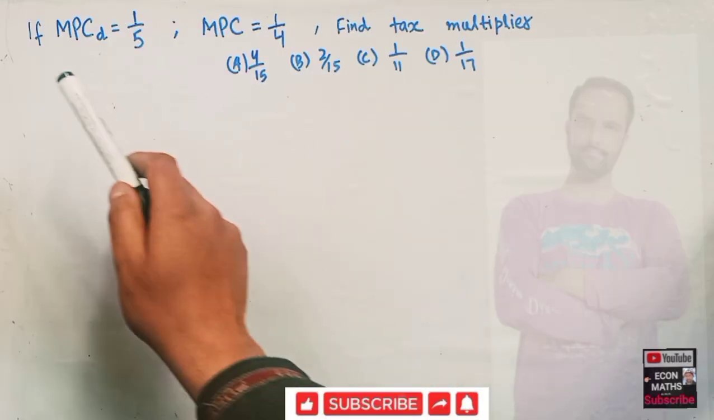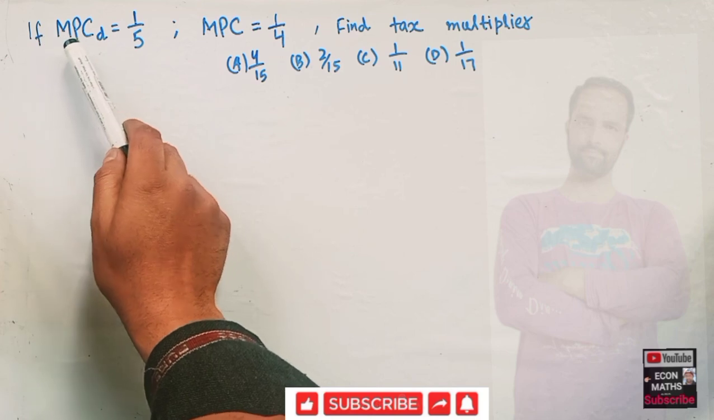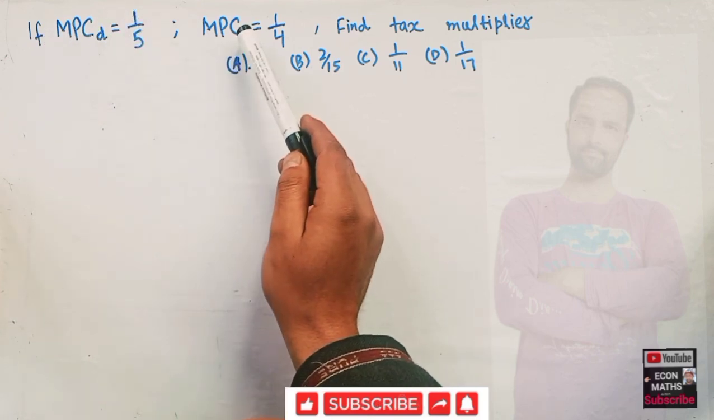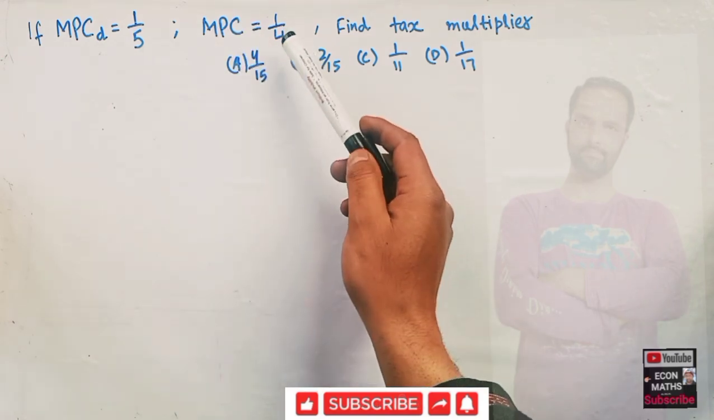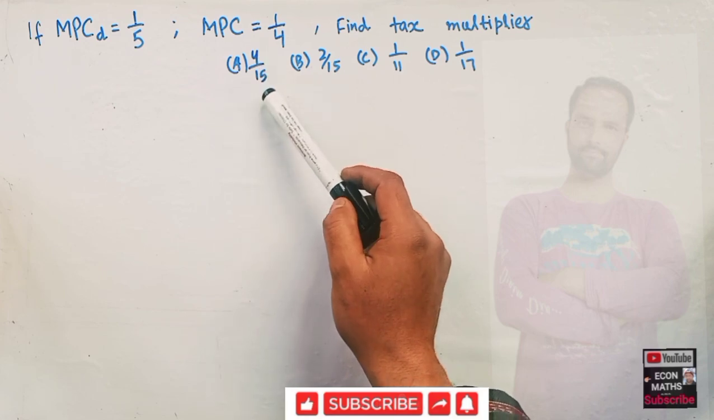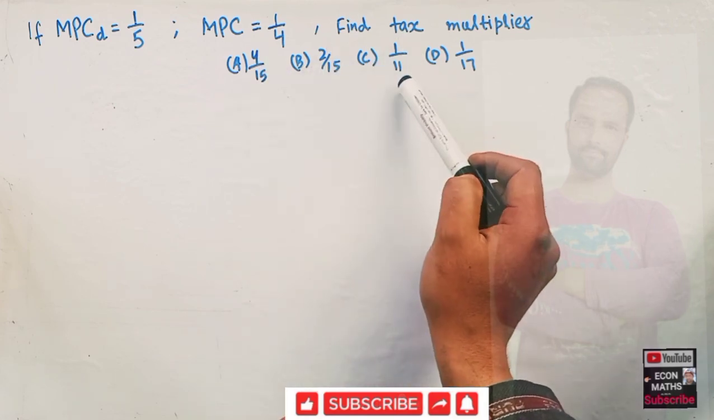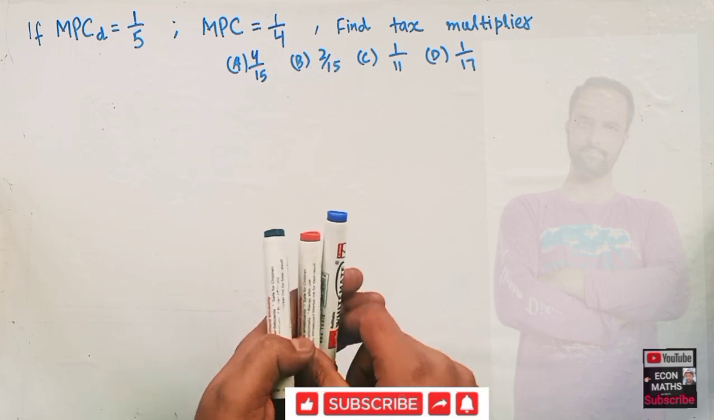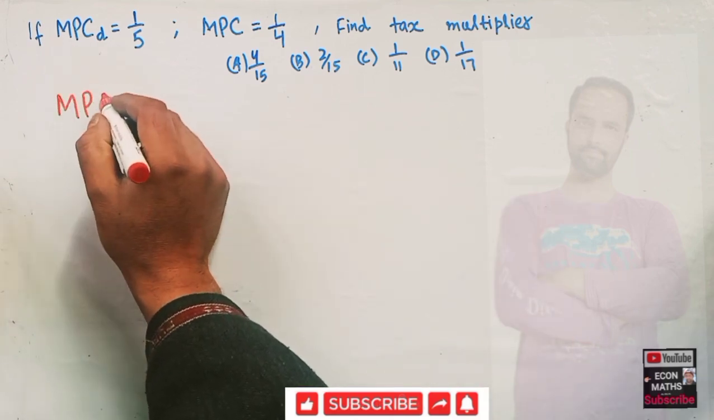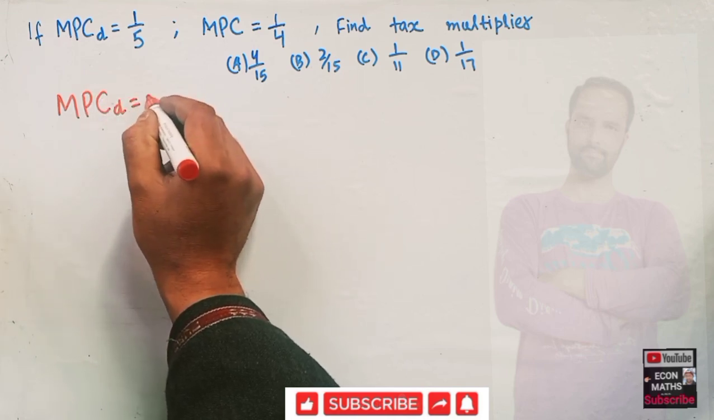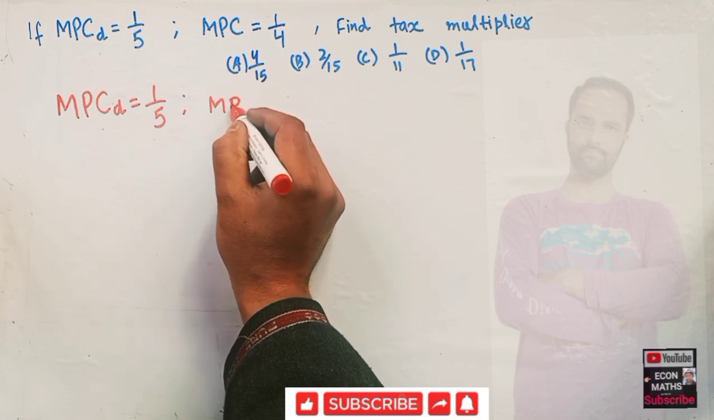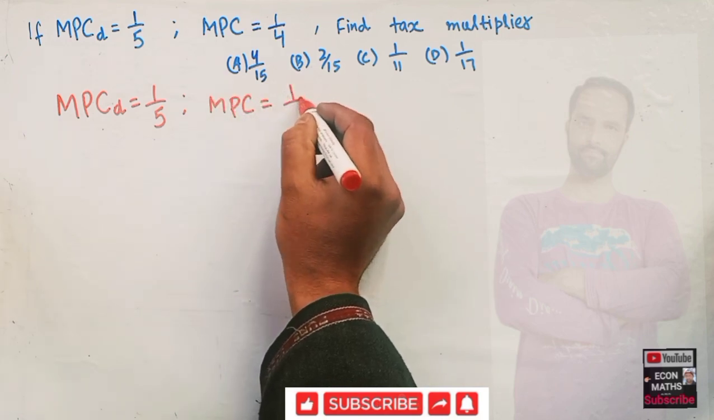The question is like this: if MPCD, that means marginal propensity to consume of disposable income, is equal to 1 upon 5, and marginal propensity to consume of total income is equal to 1 upon 4, find the tax multiplier. The options are 4 upon 15, 2 upon 15, 1 upon 11, or 1 upon 17. So what we are being given here is marginal propensity to consume of disposable income equal to 1 upon 5, and marginal propensity to consume of total income equal to 1 upon 4.